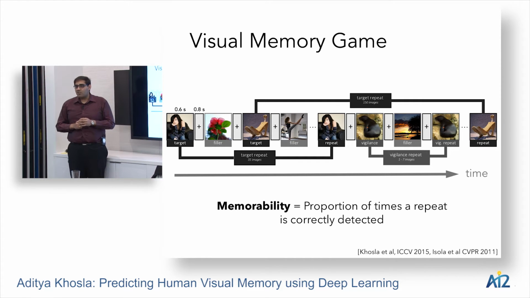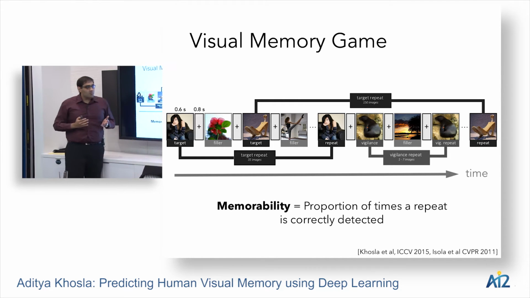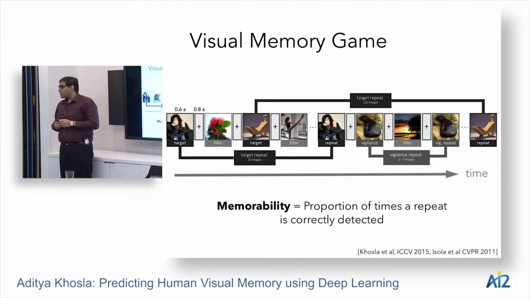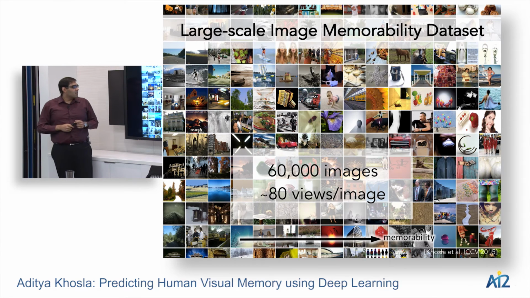Any more questions? So essentially, the point is that what we find is, to a large extent, memorability is a property of the image rather than the individual, at least on average. And to study this in more detail, we collected this large-scale image memorability data set consisting of 60,000 images and 80 views on each image.